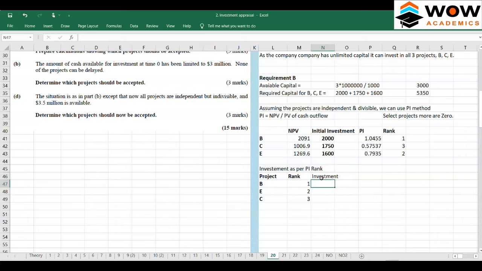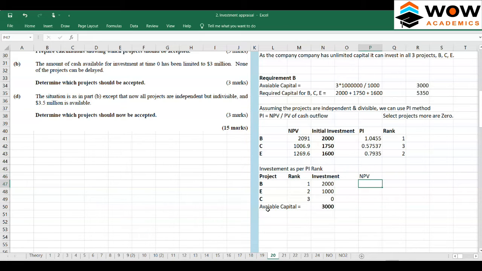So the investment that we can make is, for B we can make 2000, right? For E we cannot make the full 1600. Okay, we can only put 1000, because with that itself the total investment will become 3000. So 3000 is our available capital and it's all over. So what will be the NPV that we'll get?